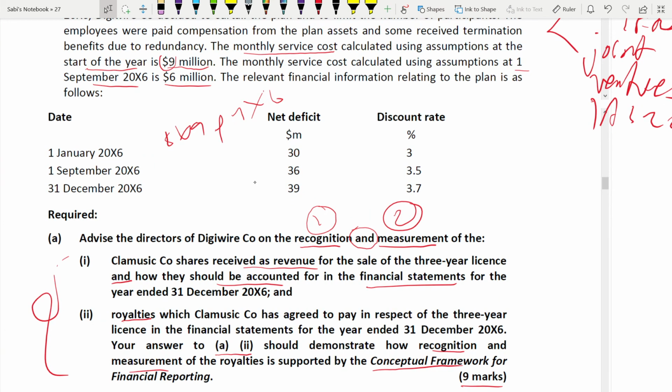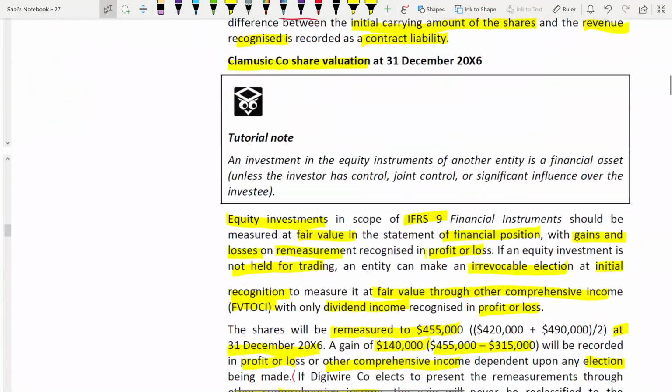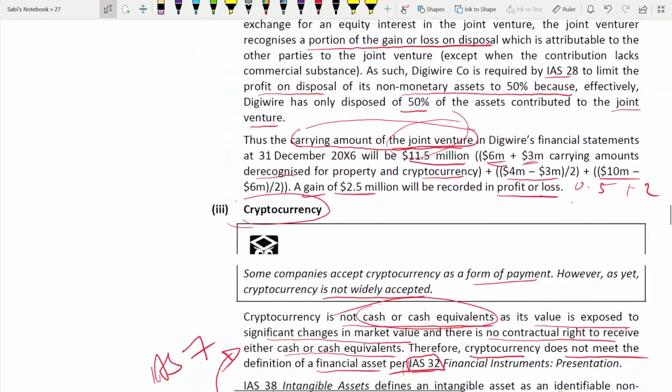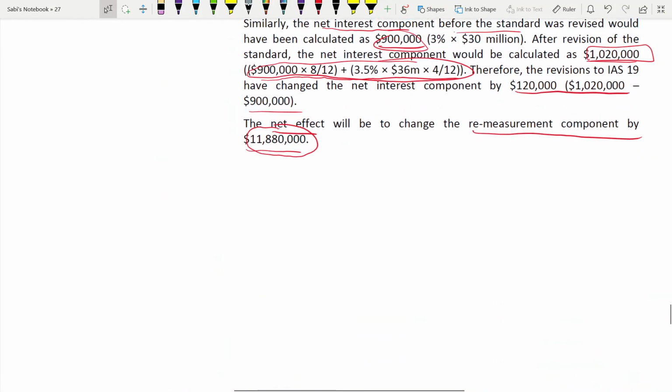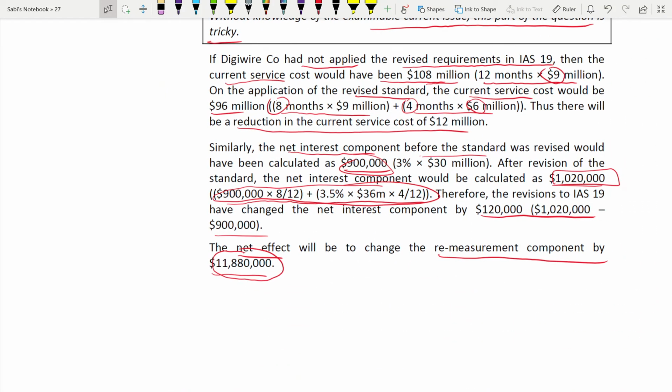If you see the net interest, so net deficit 3 into 30, okay? But now it's not like that. Now you have to take 3 on 30 for 8 months. After that, you have to take 3.5% on 36 for 4 months. So if you take here, you are taking 3.5% into 36 million for 4 months only. And this one you are taking for 8 months, 900,000, because you have already calculated this 3% into 30 into 8 months. That plus this, which is 1,20,000. So now the net effect. How are you going to get the net effect?